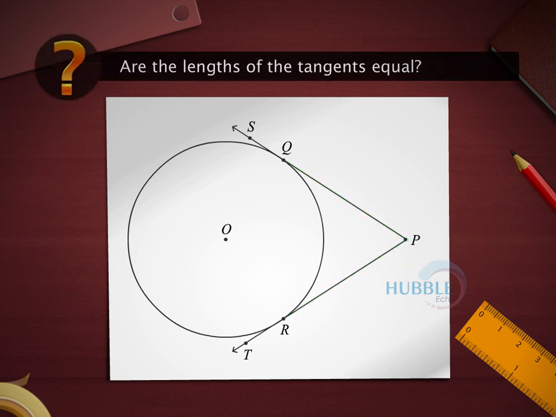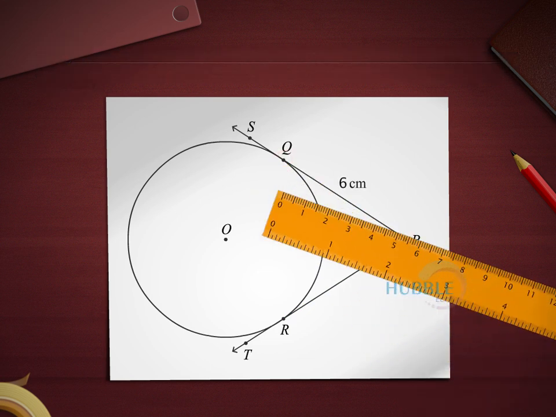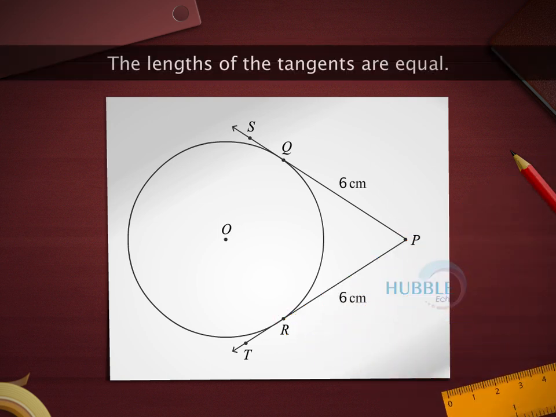Are the lengths of the tangents equal? Let's measure the lengths. Observe that both the lengths are equal. Let's prove this result using the concept of congruent triangles. We will also use the same proof to prove some other statements related to tangents from an external point to a circle.